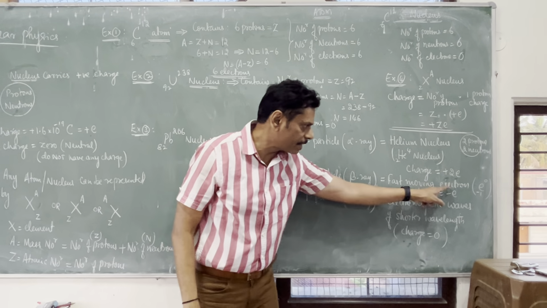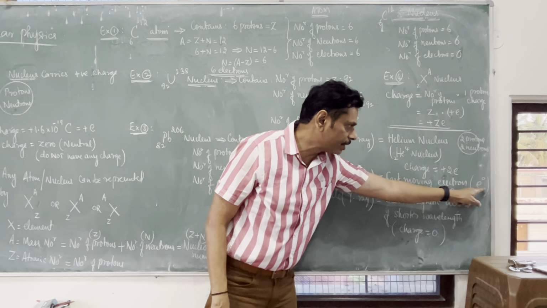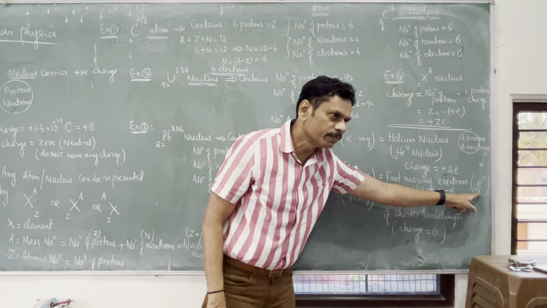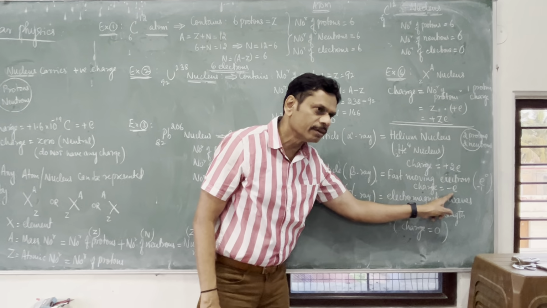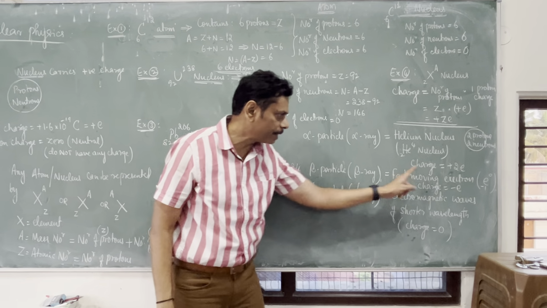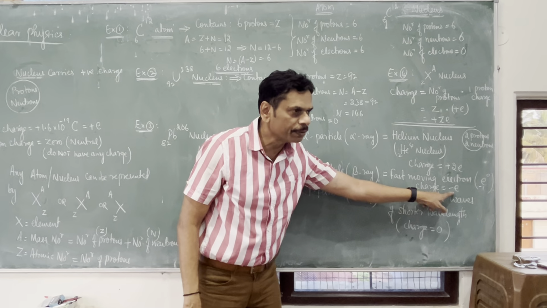Since it is an electron here, that configuration that I have written is E, 0, minus 1. Therefore, electron charge is minus E. Therefore, the charge of a beta particle is also equal to minus E.